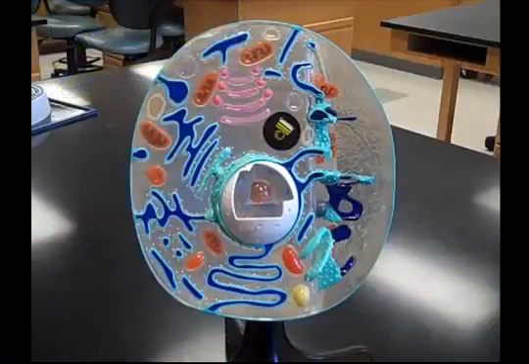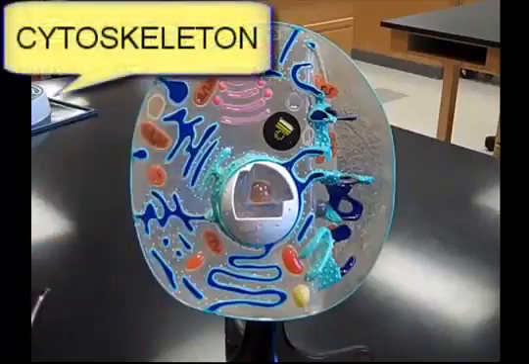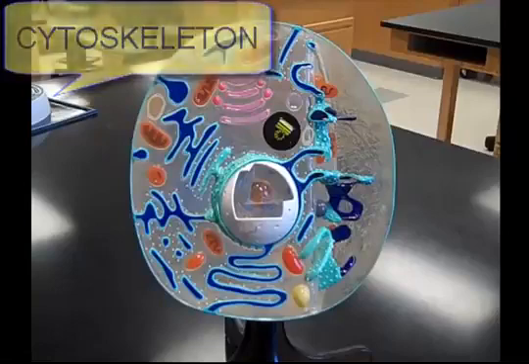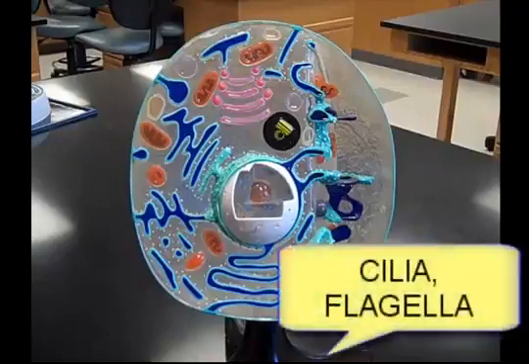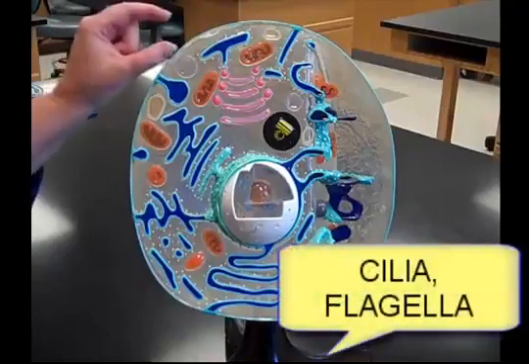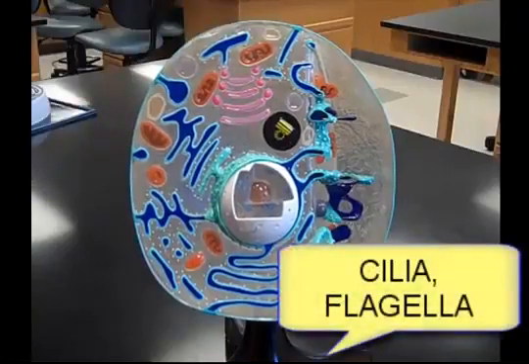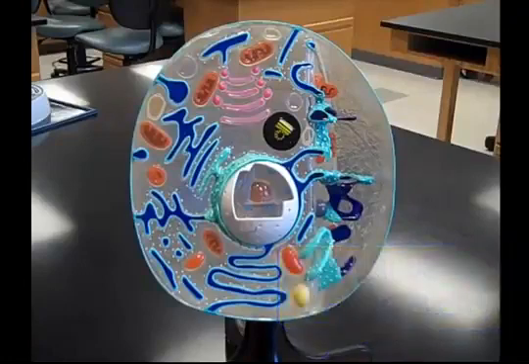The cytoskeleton of a cell refers to all the internal components that give it its shape and its structure. There are no specific cytoskeleton components on this particular model. We also might look externally to find cilia or flagella. Cilia are little short hair-like structures that would be on the outside of the cell, and a flagella is essentially a long tail, and we would see that projecting from the outside of the plasma membrane, providing propulsion. That is also not present on this particular cell model.